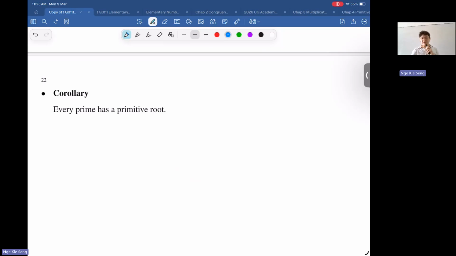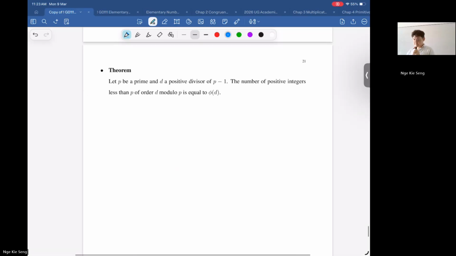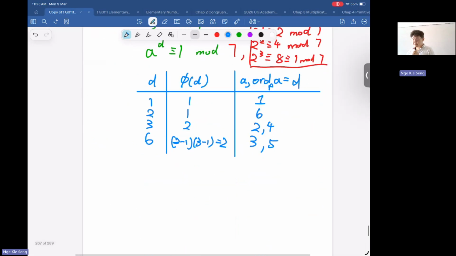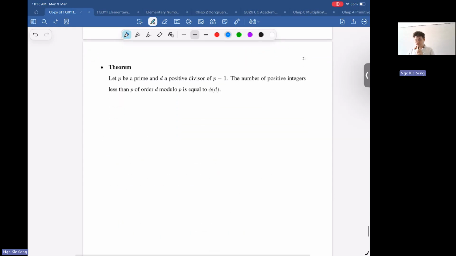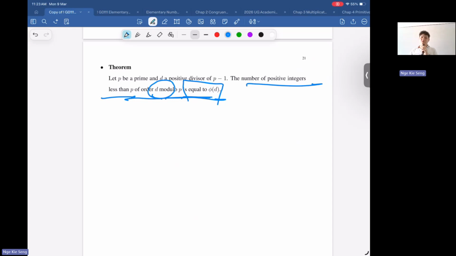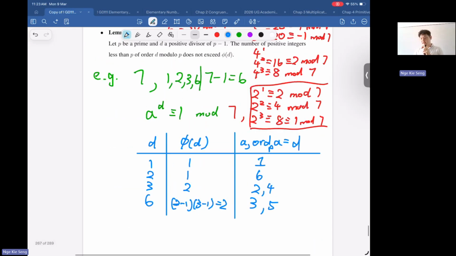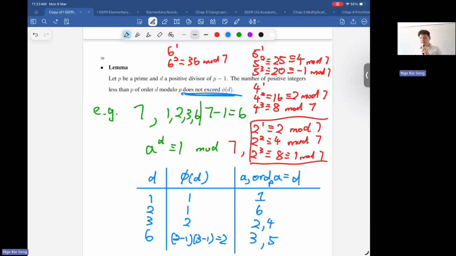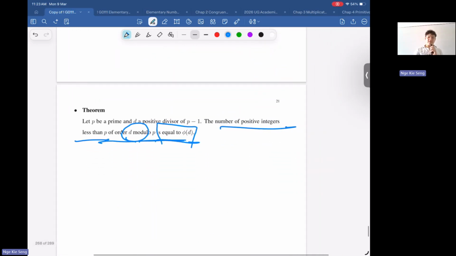Actually, do you know how many of them there are? We can prove that actually it's equal. The number of positive integers less than p of order d is actually equal to phi of d. So just now the lemma said it does not exceed, but actually you can show that it is equal.